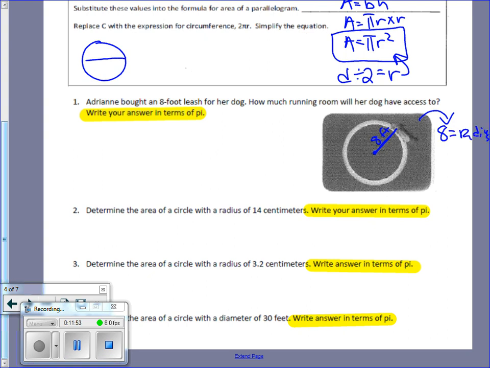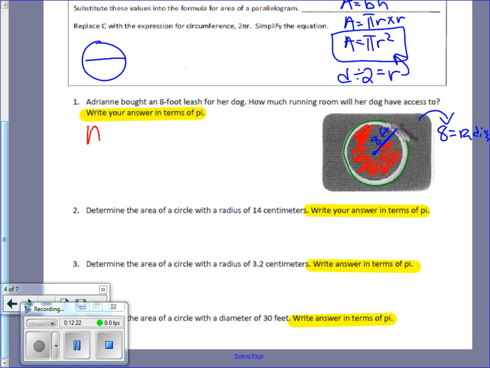8 is equal to the radius. Now, ask yourself, are we looking for this distance around? Or when you're on a leash, can you run in all the spaces in between? All the spaces in between. Because nowhere here does it say find the circumference. It doesn't say find the area. It just says how much space does he get to run around it. So we need to find the what of the circle? The area of the circle.